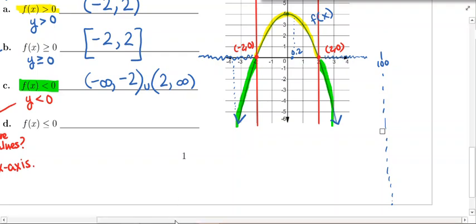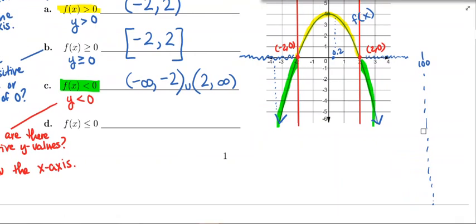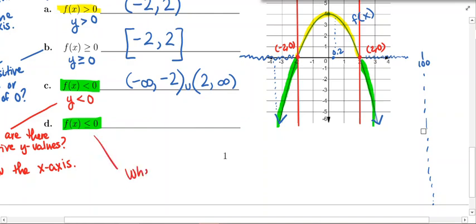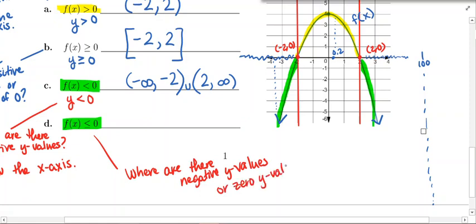Moving on to part D. Again, very similar to part C. The only thing that has changed is that less than has turned into less than or equal to. So this is asking where there are negative y values or 0 y values. Again, if we're looking for negative y values, that's where the parabola is below the x-axis, so it is the green segments.